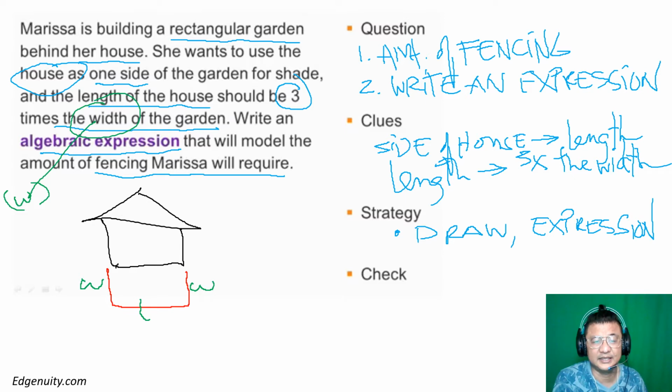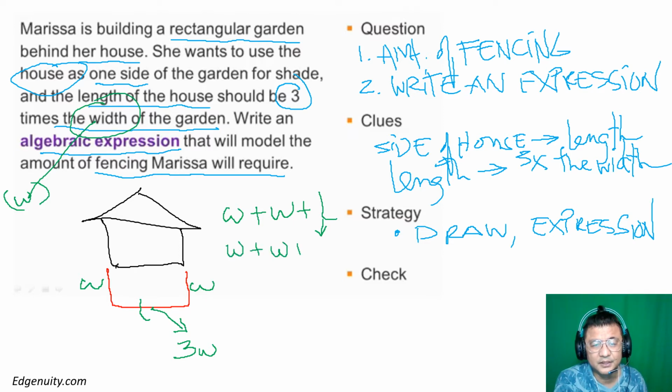Okay, and where do I see that? The length is the side of the garden. So if you need fencing, what will you do? The fencing will be, if you look at this, W plus W plus length. All right, that's the only fence. Actually, that's already an expression. But let's make it more simplified. Remember, what do you know about the length? The length is 3 times the width: 3W. So instead of writing L alone, I could write W plus W plus 3W.